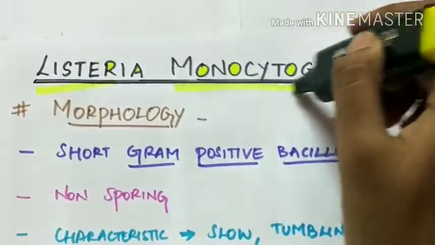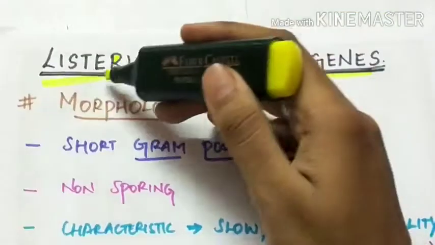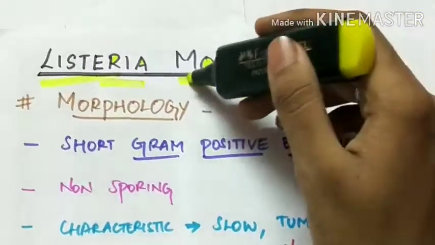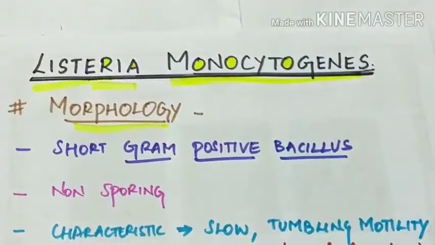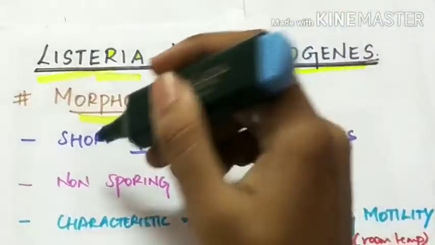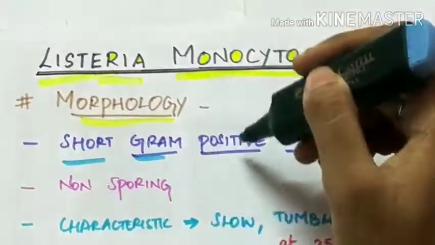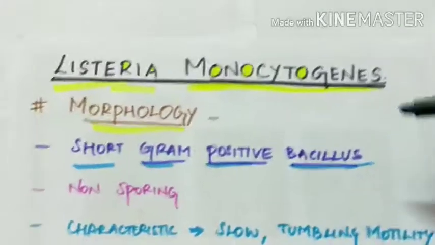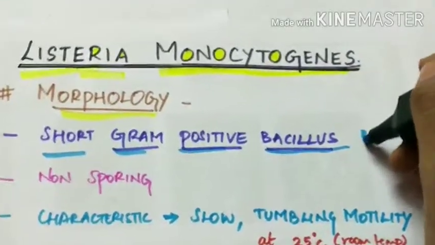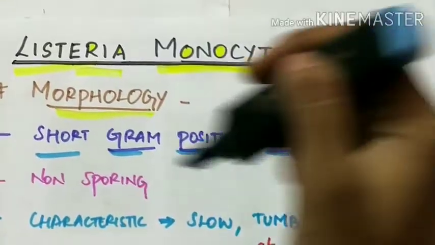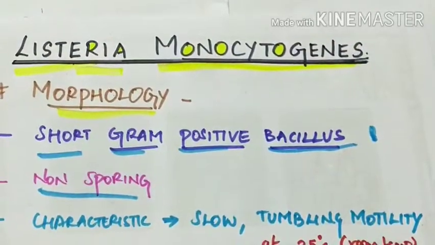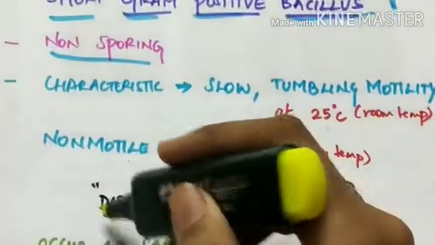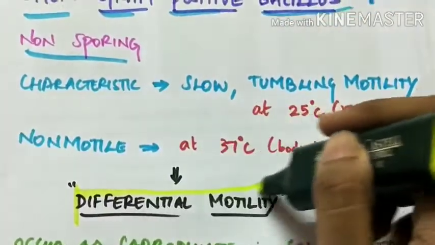Listeria monocytogenes. Listeria is the genus and monocytogenes is the species name. Morphology: it is a short gram-positive bacillus. It is non-sporing and Listeria monocytogenes shows characteristic differential motility.